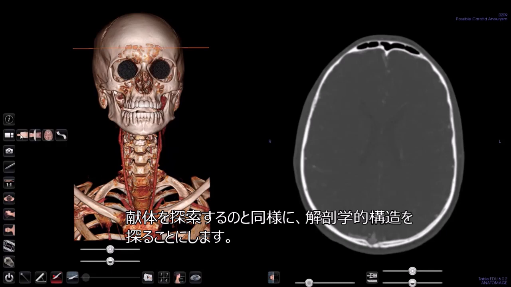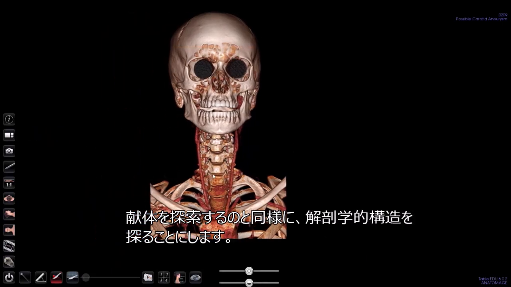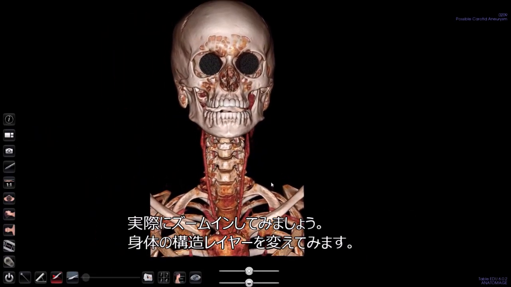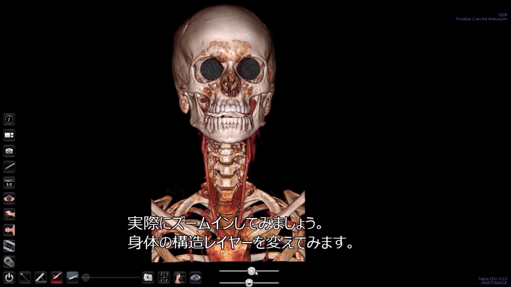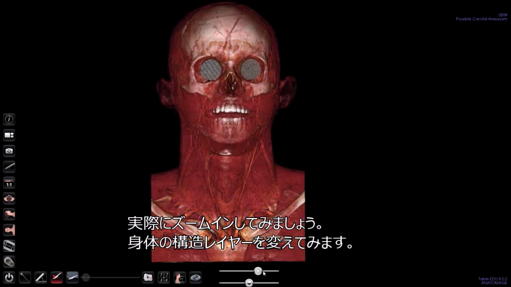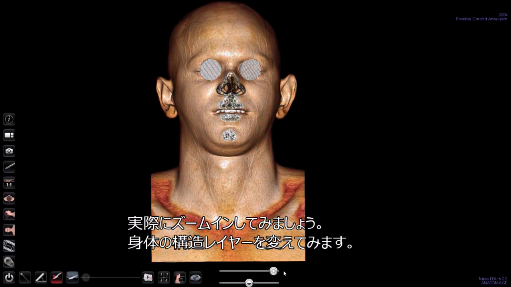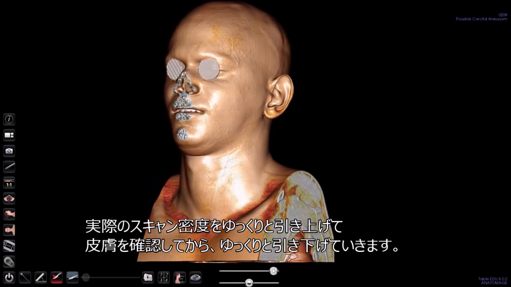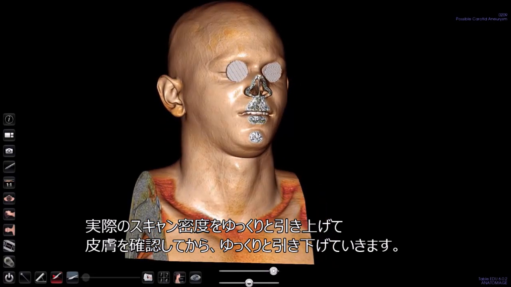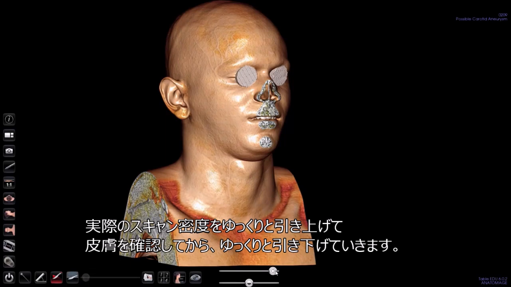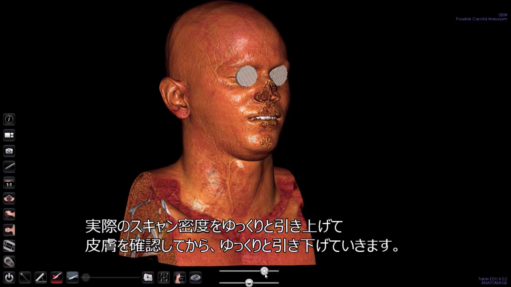So, what we can do is take a look, actually zoom in. I can actually start to pull in multiple systems of the body. So slowly pulling up on the actual density of the scan to be able to see the skin. And then slowly we can bring this down to start to take a look underneath.